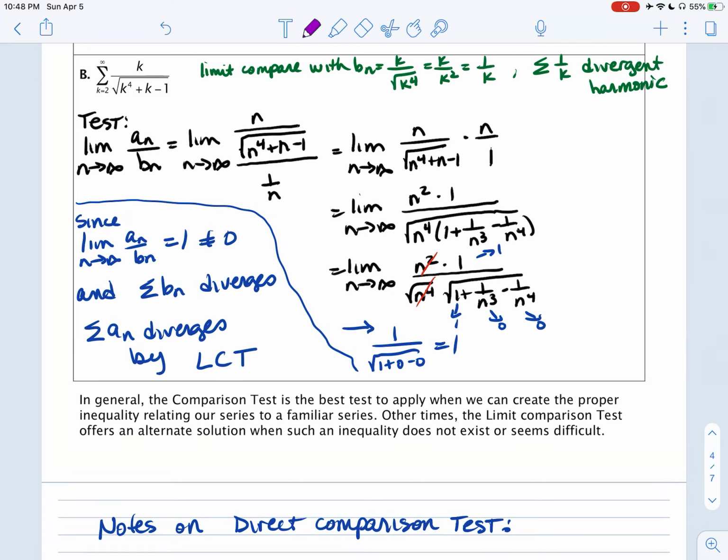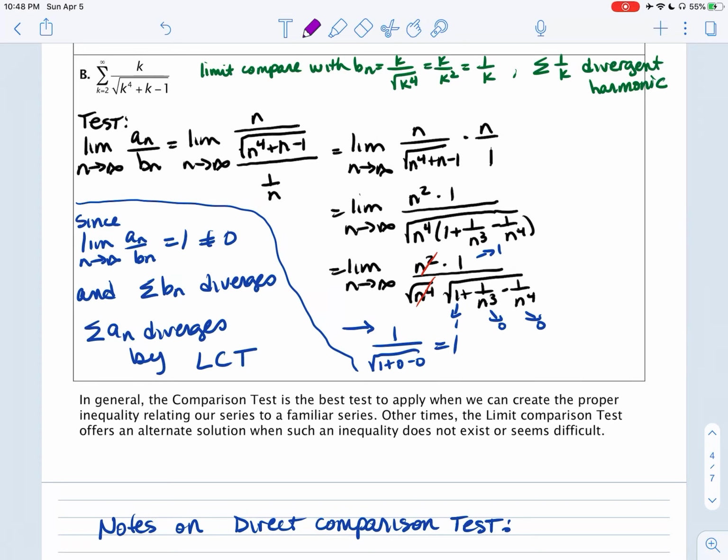So here I've got a radical expression. I've got k over the square root of k to the fourth plus k minus 1. And I want to limit compare it with something that has similar degree. So I'm going to remove the lower terms and just go for the highest power over the highest power. The highest power in the numerator is k, and the highest power in the denominator is square root of k to the fourth. So that simplifies to 1 over k, and I'm going to consider my b sub n to be 1 over k, and I know easily that that is divergent, either as a harmonic series or by the p-series.